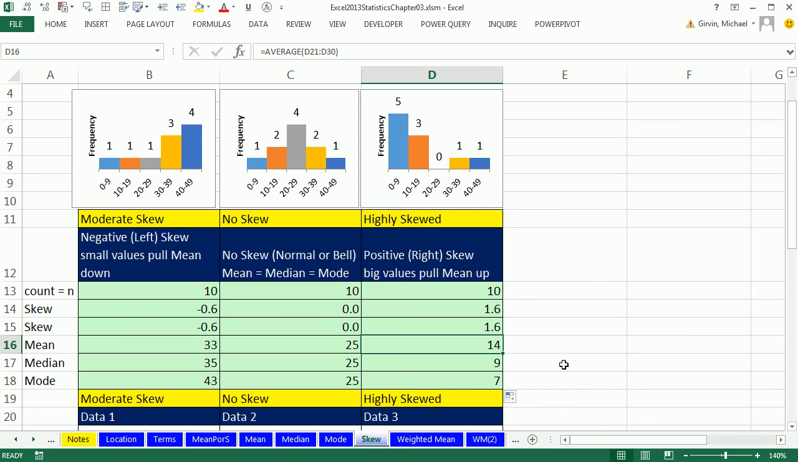All right, this video we talked about location, and we talked about mean, median, and mode. Next video, we'll talk about a specific mean called the weighted mean. All right, we'll see you next video.